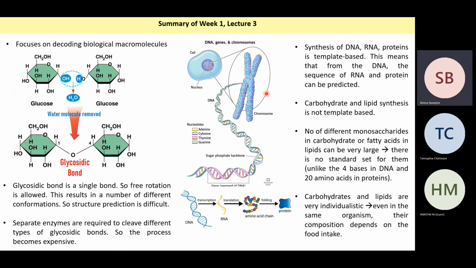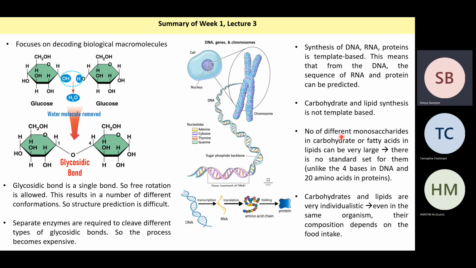Now, if you look at DNA, RNA, or proteins, their synthesis is template based. That means in the cell, we have the chromosome, and in the chromosome, we have the DNA. If we know the sequence of the DNA, we can find out the sequence of the RNA, and from the RNA, we can find out the sequence of amino acids that form the protein. So DNA, RNA, and protein are all related to each other, and it is template based. So once we decode the DNA, we can find out about RNA and protein. However, carbohydrate and lipid is not like that. And so it is very difficult to decode them.